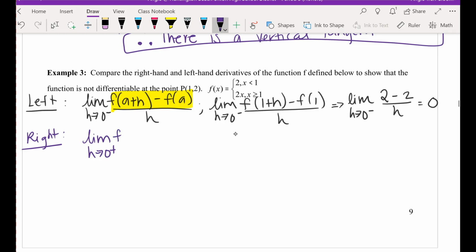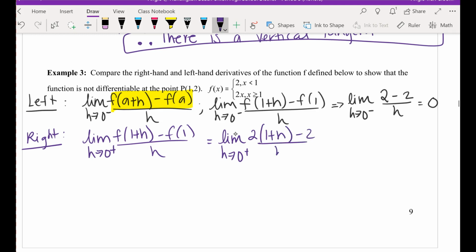Again, it's f of 1 plus h minus f of 1, all over h. F of 1, does that ever change? No, that's always 2 in this question. Which piece are you going to plug 1 plus into? 2. Okay, so the limit as h approaches 0 from the right is 2 times 1 plus h minus 2, all over h. Simplify that. That's really 2 minus 2h, I'm sorry, 2 plus 2h. Okay, so the limit as h approaches 0 of 2 plus 2h minus 2, all over h.